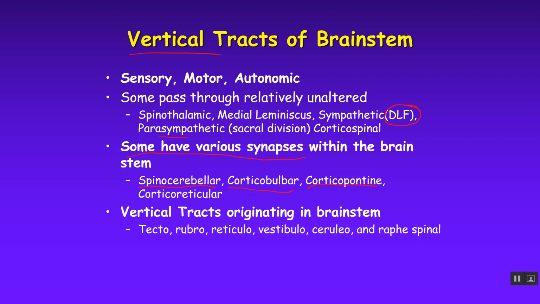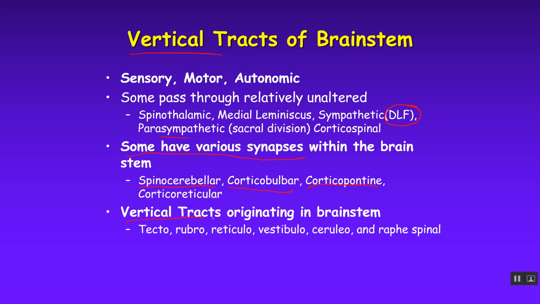Okay? But remember, all this stuff, the corticobulbar, corticopontine, corticoreticular fibers, all start in the same region in the cerebrum and all run together, but some of them stop in the pons, some of them stop in the reticular formation, but some of them keep going and become corticospinal fibers.